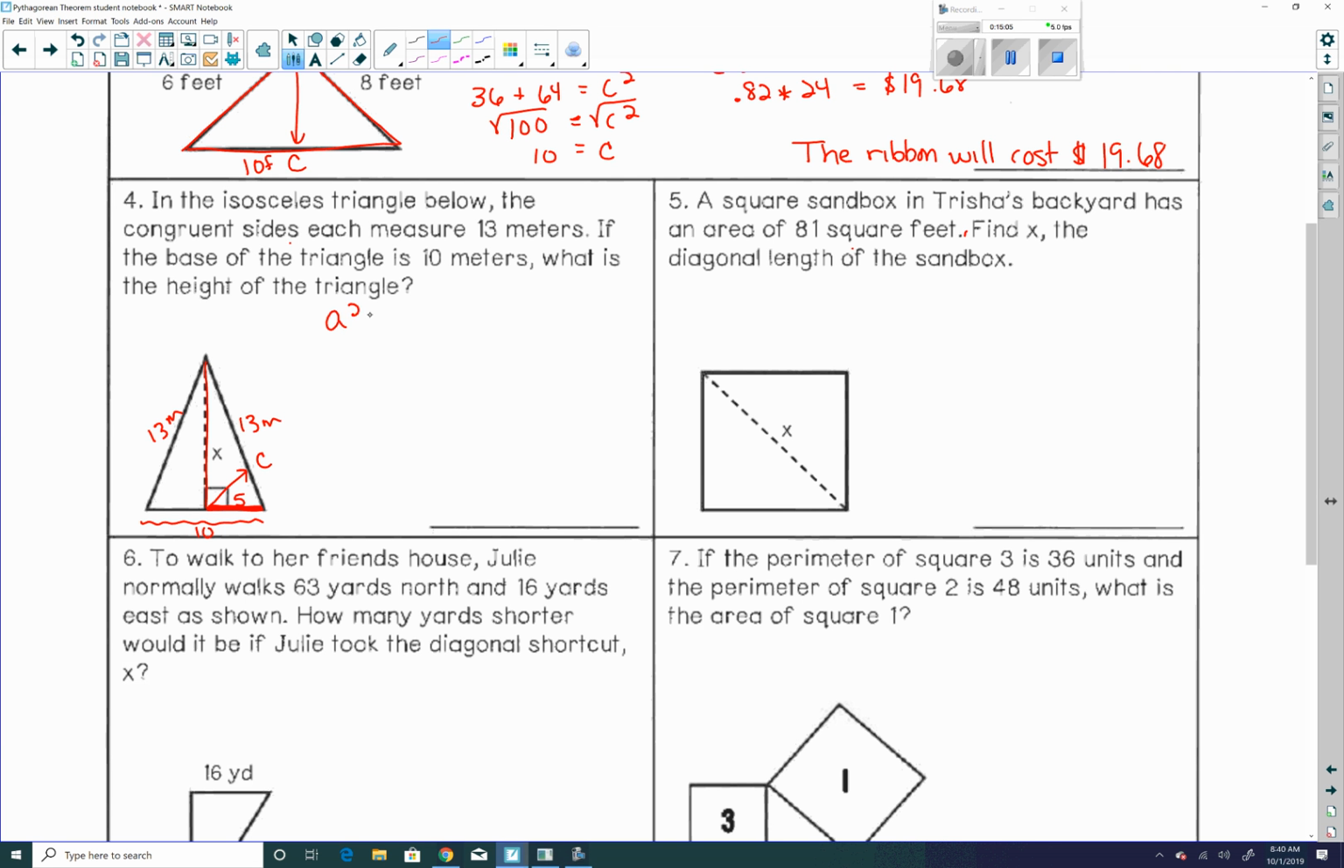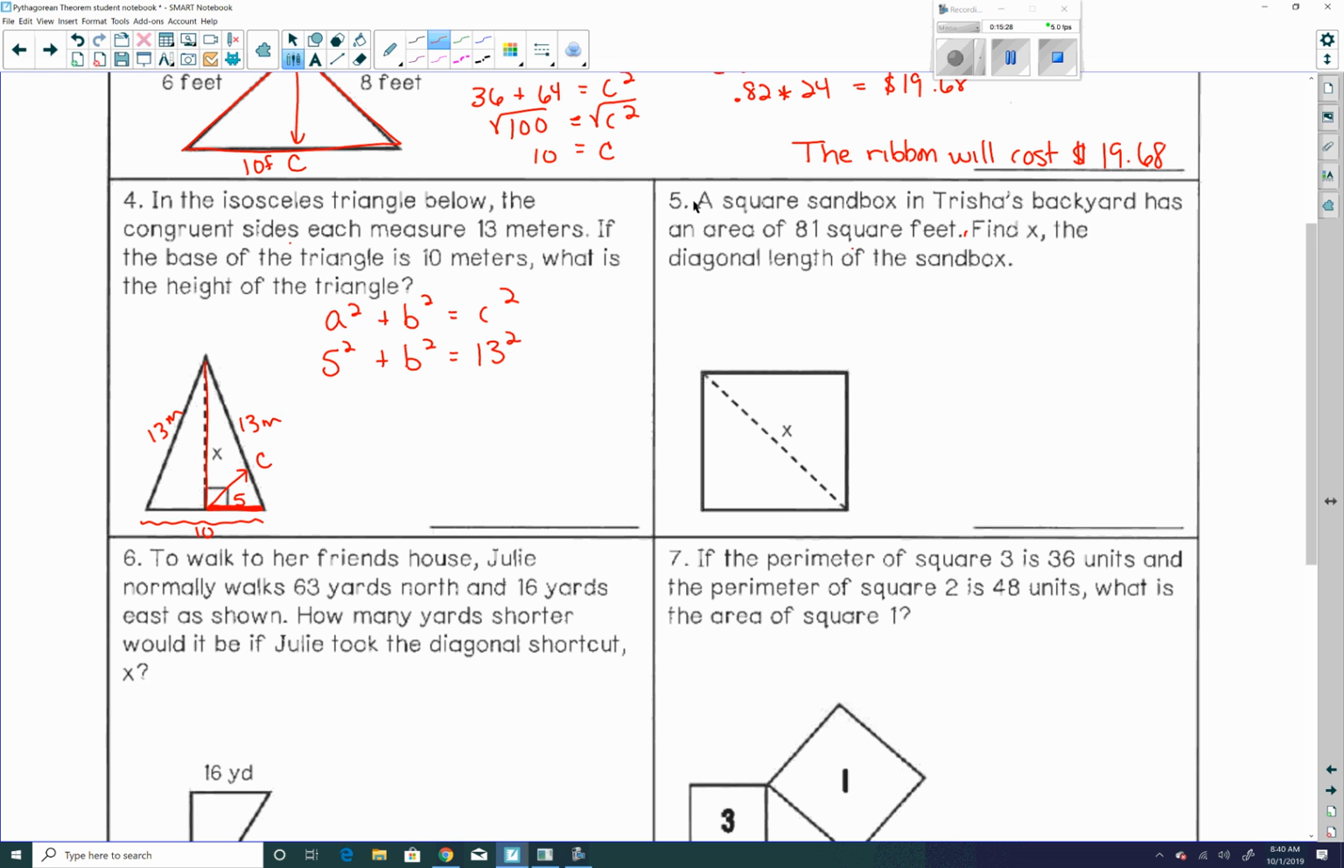So with A squared plus B squared equals C squared, I've got A, 5 squared. I don't know B, and I've got C. Okay. Just so we don't run out of time, I'm going to let you work that out the rest of the way on your own, and you will check your answer when you get to class tomorrow.